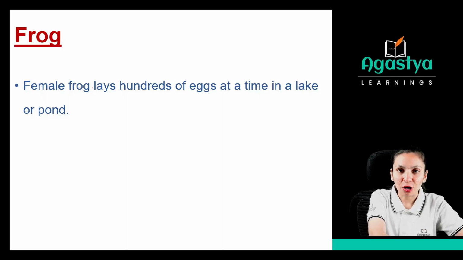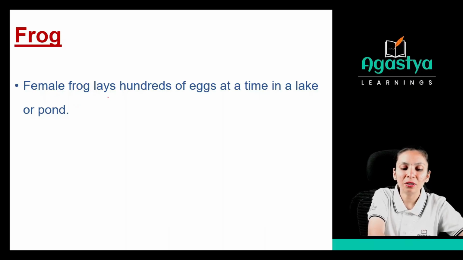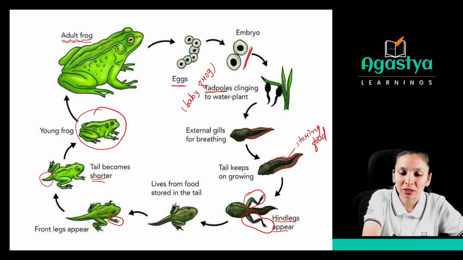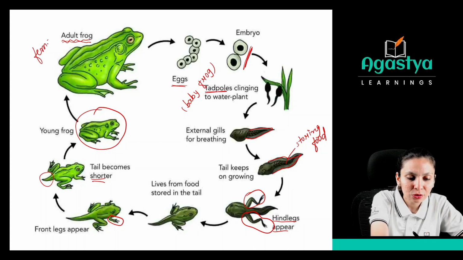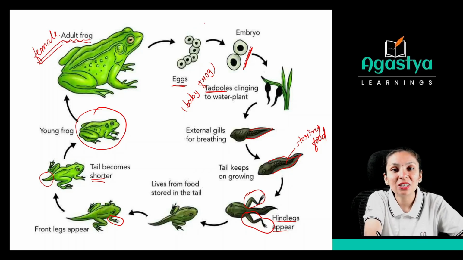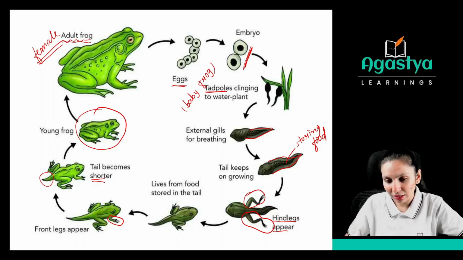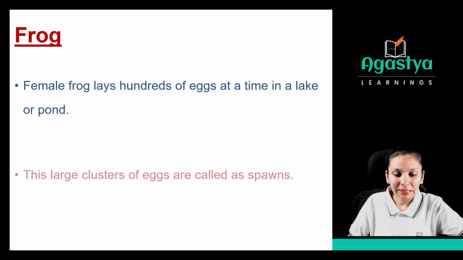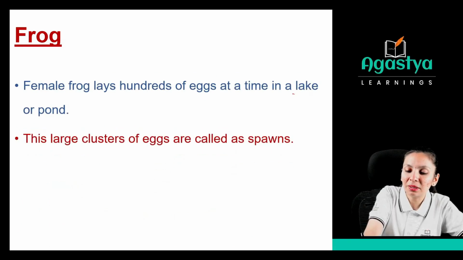Now we are going to learn something about the frogs. The female frog lays hundreds of eggs at a time in a lake or pond. As you have seen in this image, this is a female frog, right? So this female frog lays thousands of eggs. In this one, we are observing only 6. But in general, in reality, they will lay thousands of eggs, right? In the lake or pond. You have to remember this part.